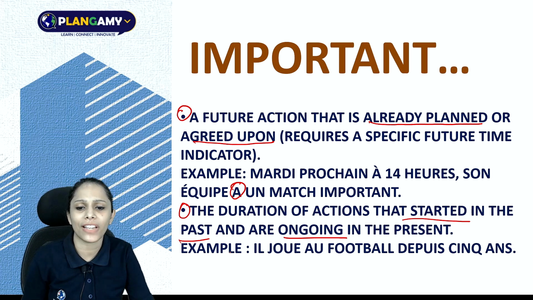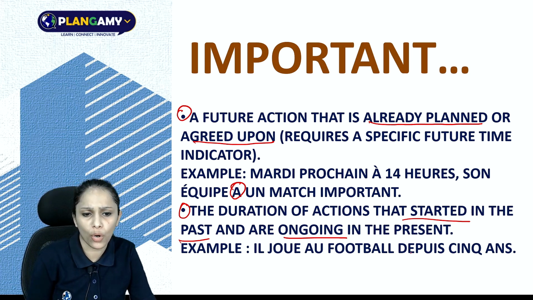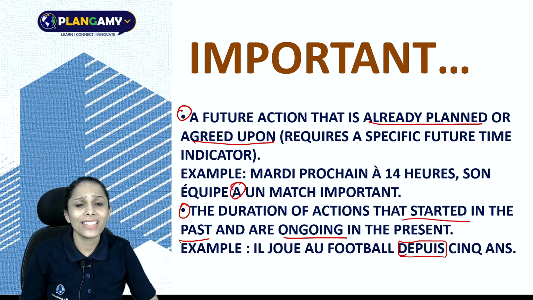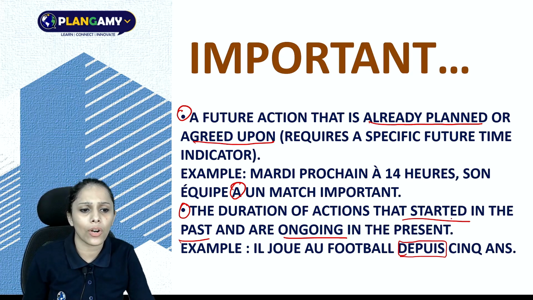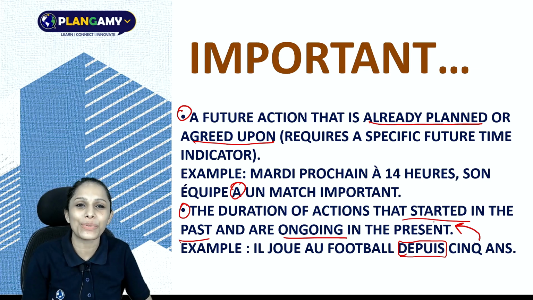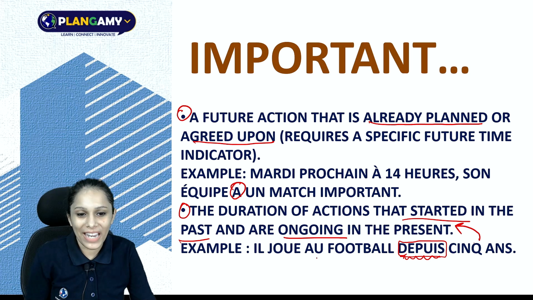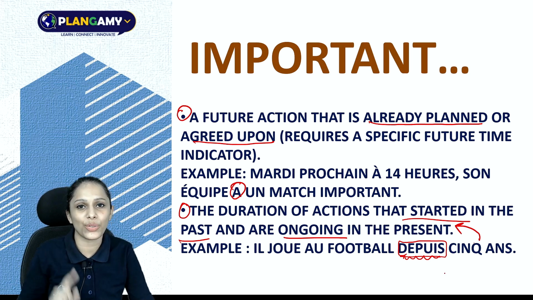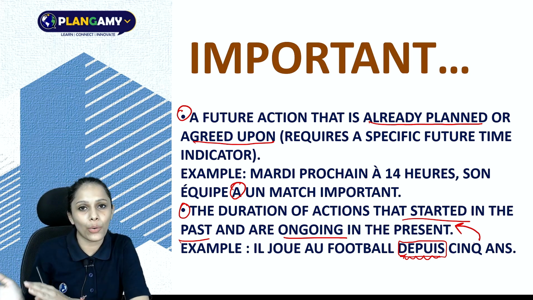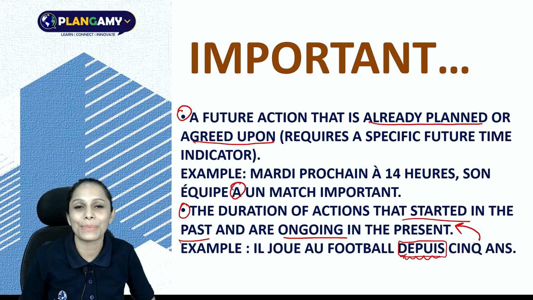So here we have an example. Il joue au football depuis 5 ans. Let's highlight this, depuis. Why is this sentence a good example of this statement, that is, the action that started in the past is being continued in the present tense, because we have used here depuis. So depuis means since. Now this sentence means he plays football since 5 years. So he started 5 years ago and he is still playing football in the present time.